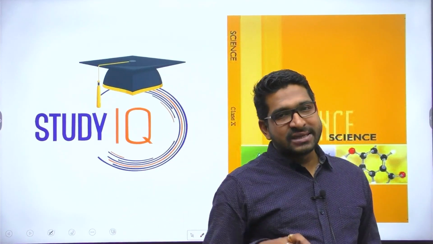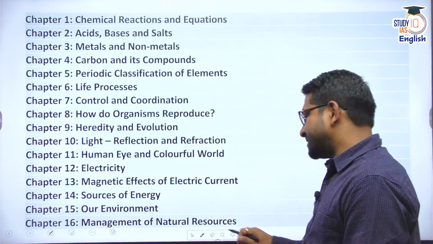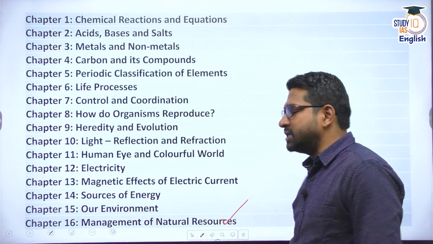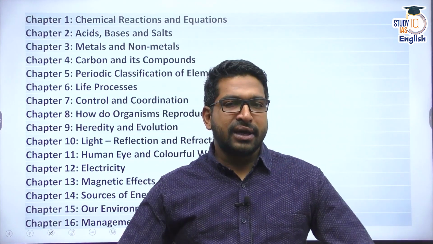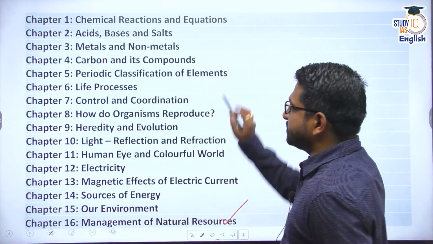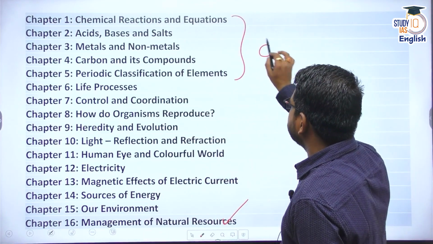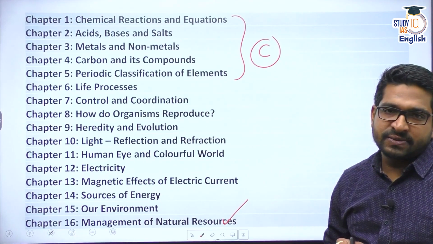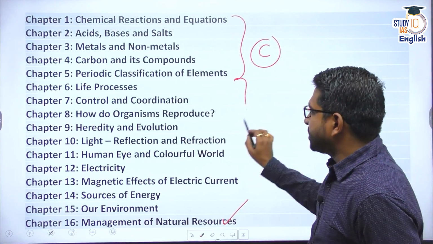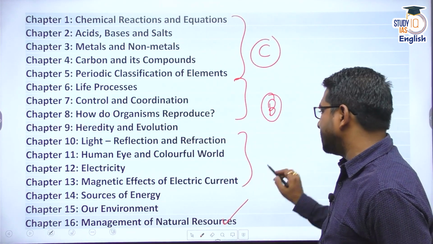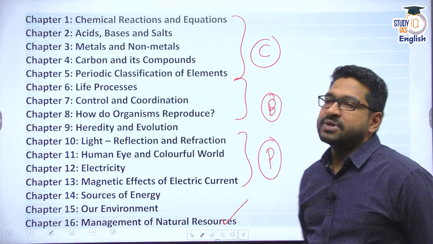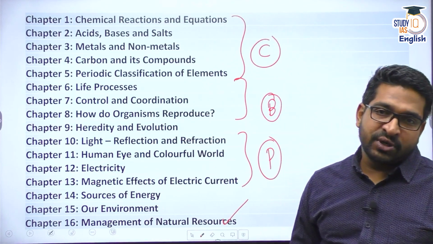We are discussing the NCERT Science textbook for class 10, and today would be the last discussion for class 10 Science NCERT because we are dealing with chapter 16, Management of Natural Resources. In this NCERT, we have discussed different themes: chapter 1 to chapter 5, chemistry based topics. From chapter 6 to chapter 9, biology based topics. From 10 to 13, physics based topics like electricity, magnetic effects of electric current, etc.